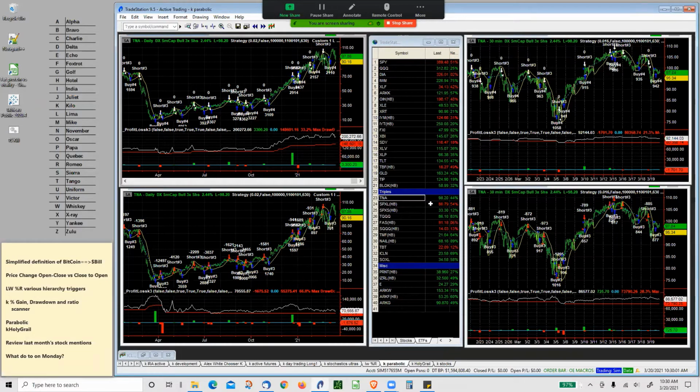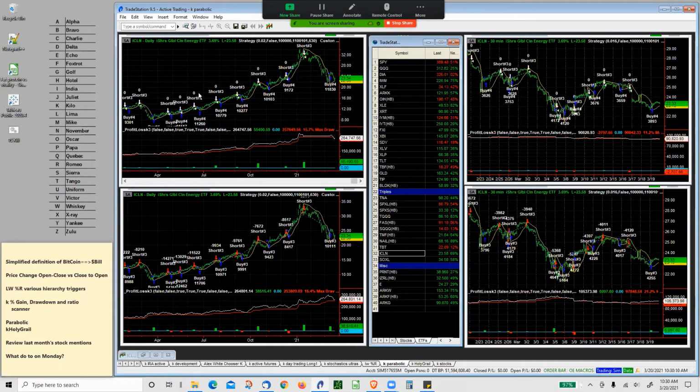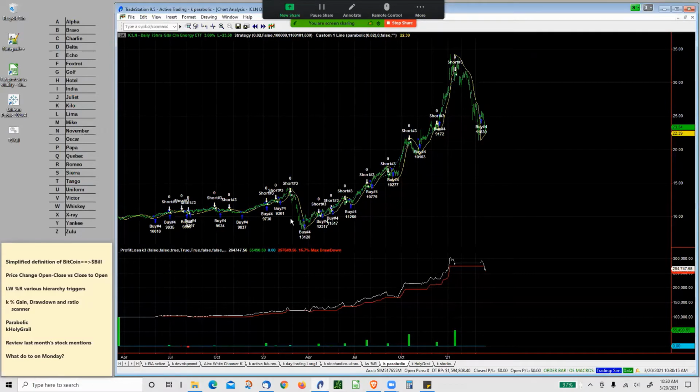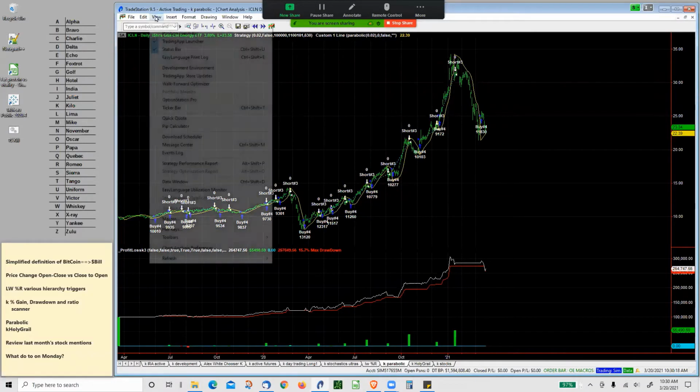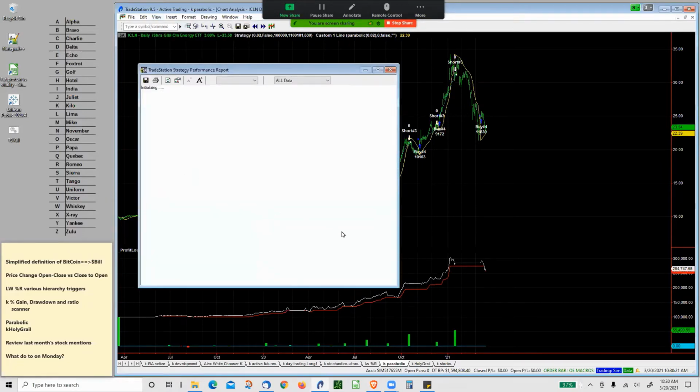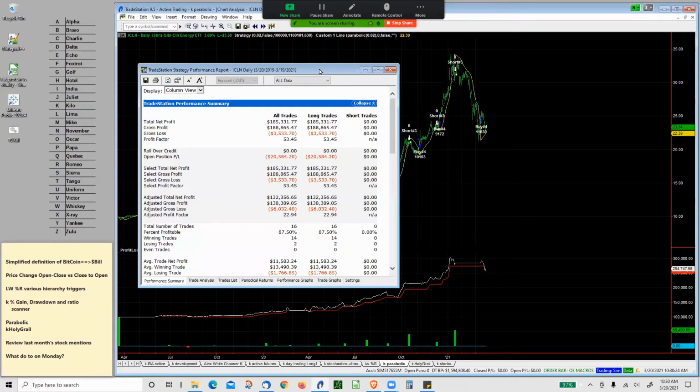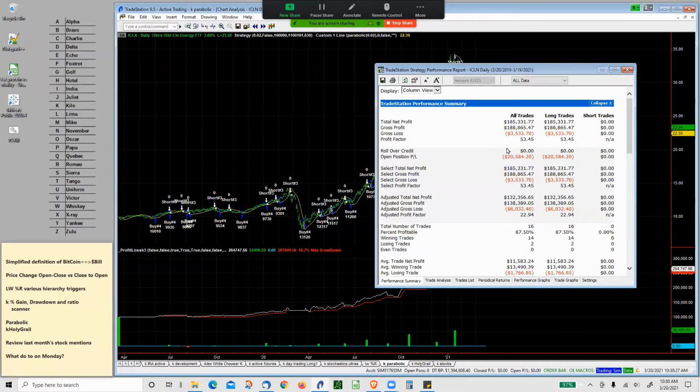And what's really fun is to see a stock that works exceedingly well on the parabolic, and that is Clean. If you run it on Clean, ICLN, and go look at the strategy report, it's got a profit factor of 53.45. That says for every dollar you lose, you're going to make $53. That's pretty good. And the percentage profitable is 87.5%. To me, that is a stellar kind of stock.